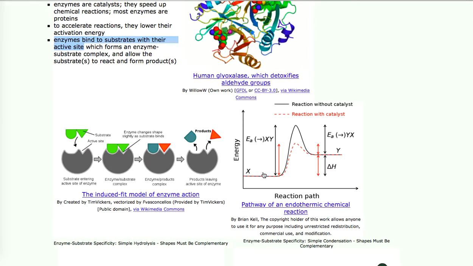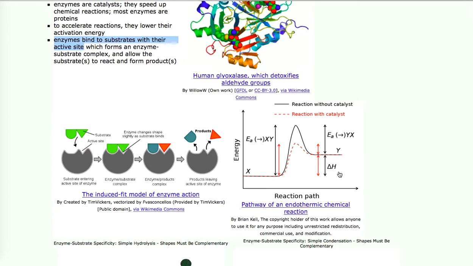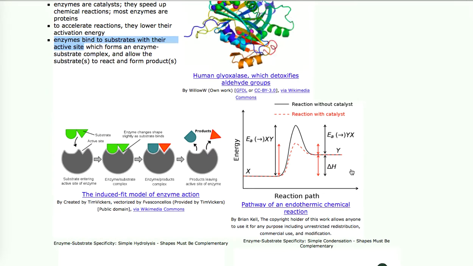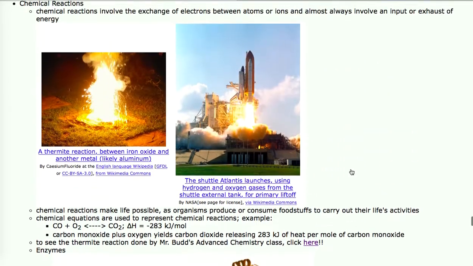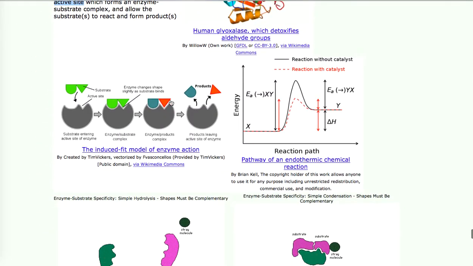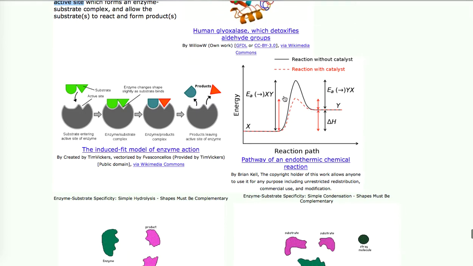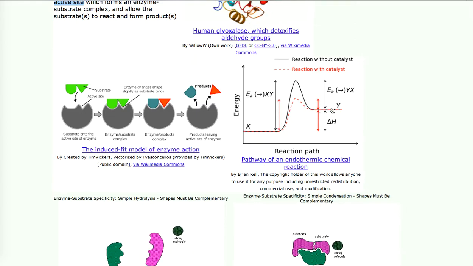If it had been the opposite, and X was up here and Y was down here, then it would be an exothermic reaction. Thermite is like that. This is an exothermic reaction. Combustion of hydrogen gas and oxygen, exothermic reaction. This particular reaction, endothermic reaction. Endothermic reactions don't release heat and light, they absorb heat and light.